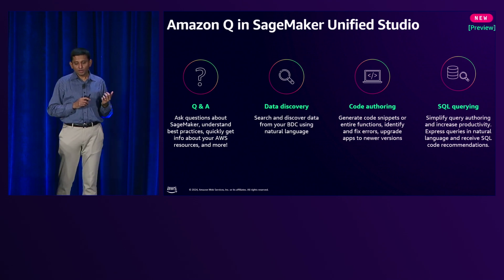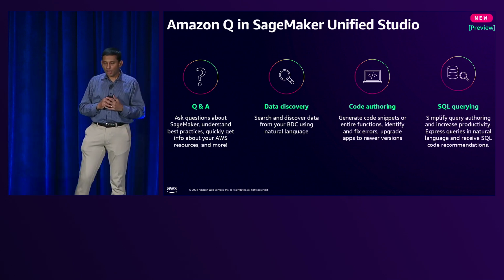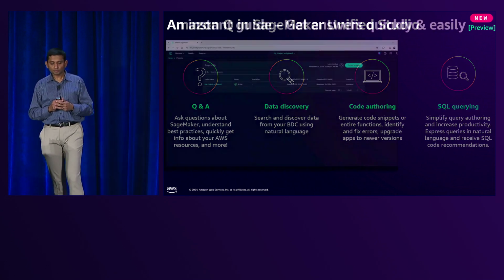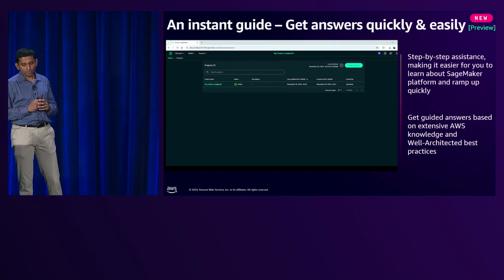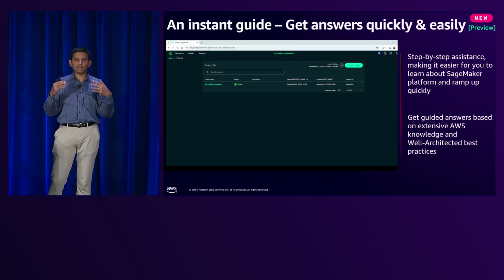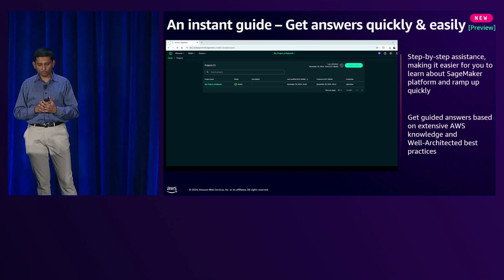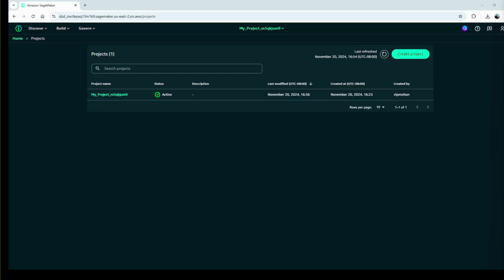For SQL querying, you can enhance productivity of your builders by simplifying query writing and receiving SQL suggestions based on natural language inputs. So let's start with the planning phase. When you're just getting started with SageMaker Unified Studio, you have to set up a domain and a project. And you've probably done some preliminary research at this point, and you're just getting ready to set up your SageMaker Unified Studio environment. So let's see this in action.